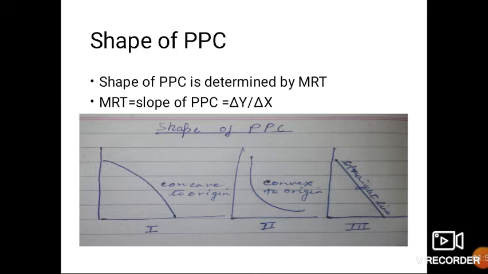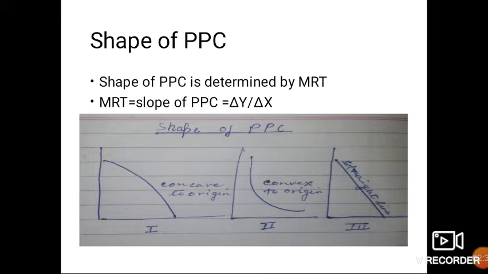Now before understanding what determines the shape of PPC, let us first understand what is MRT. MRT full form is marginal rate of transformation, or it is also commonly known as marginal opportunity cost. Now what does it mean? It means that for increasing 1 unit of x, you have to sacrifice some units of y commodity. Why? Because resources are limited.